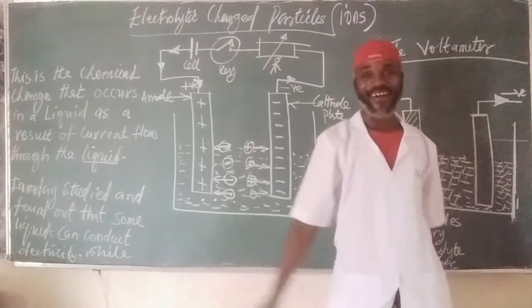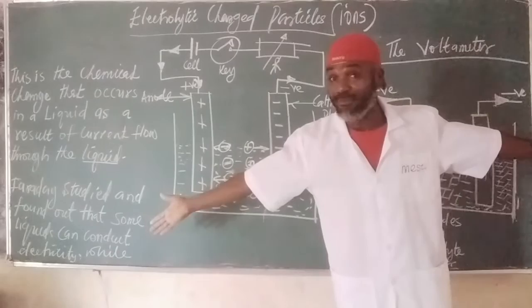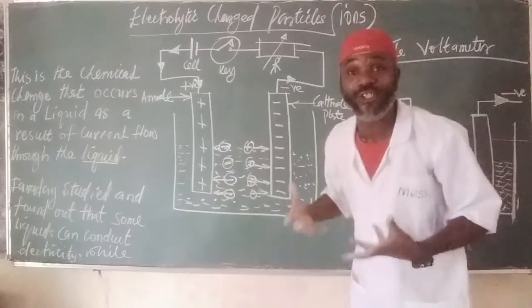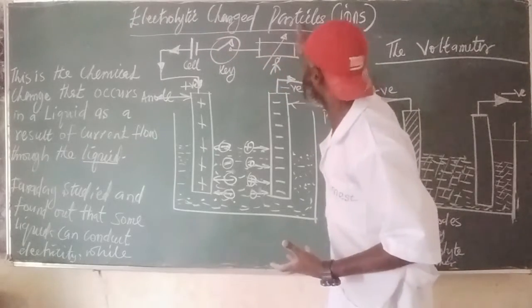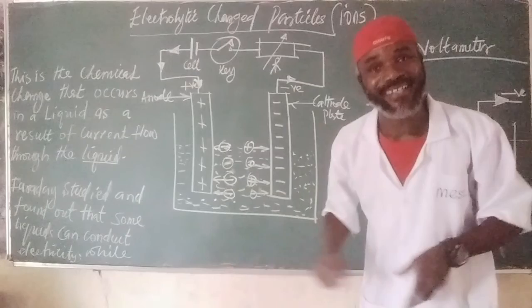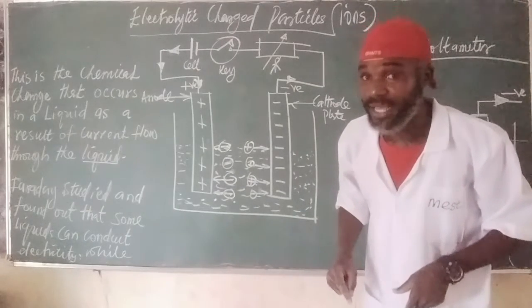All right, come on. I'm going to sign off once again. I'm done. If you have understood this, it's okay. It is called electrolytic charged particles, or ionic process in electrolysis. I sign out once again.